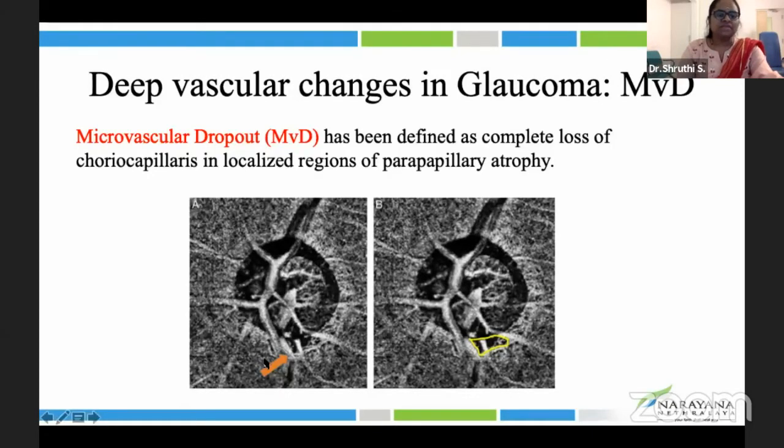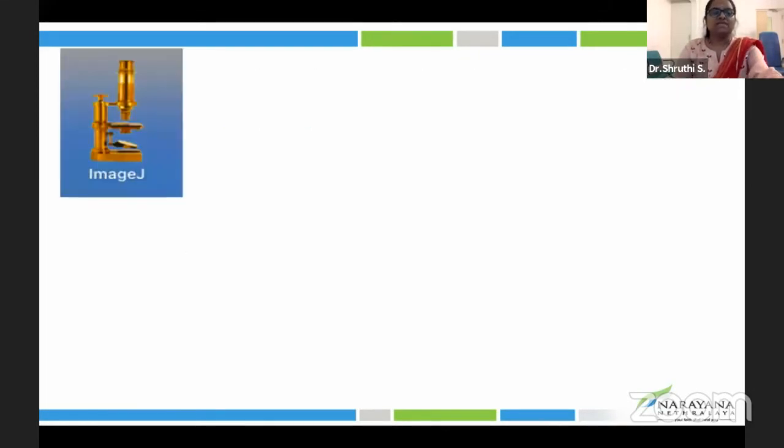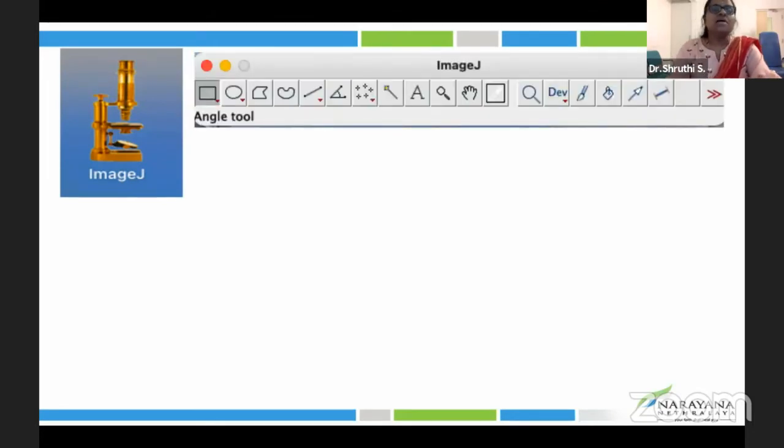So this is an example of a glaucoma eye where the capillary dropout area, the microvascular dropout area, is shown by the orange arrow mark, and it is delineated in the yellow boundary in the second image. This can also be quantified. We use ImageJ software to do the same, which helps us to quantify the dropout areas. So how can we quantify these dropout areas? We use this ImageJ software, which is an image processing software freely available on Google.